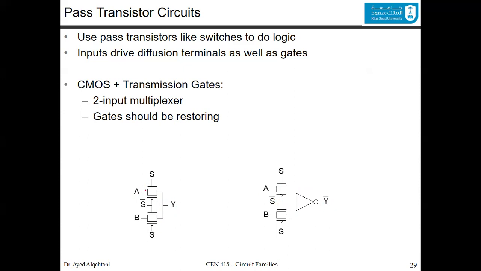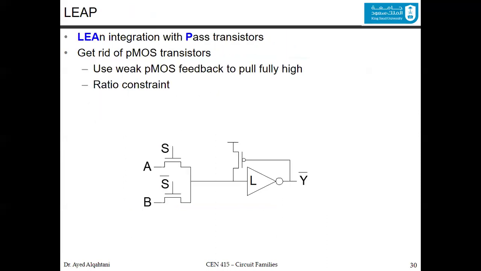Now, this one has a trouble, which is the non-restoring factor. So whatever noise you have here, you have it in the output. This one, because it has the inverter, doesn't have this problem. These are what we discussed before. Now the new type is called LEAP, which is short for lean integration with pass transistor. You get rid of the PMOS completely. So now you are reducing the number of transistors used.